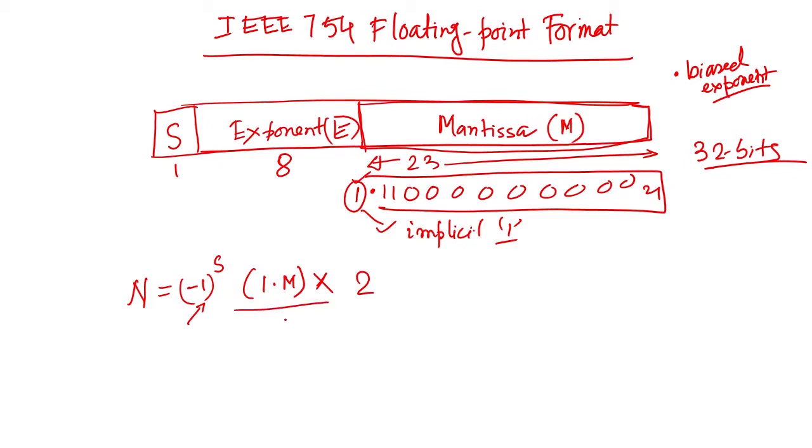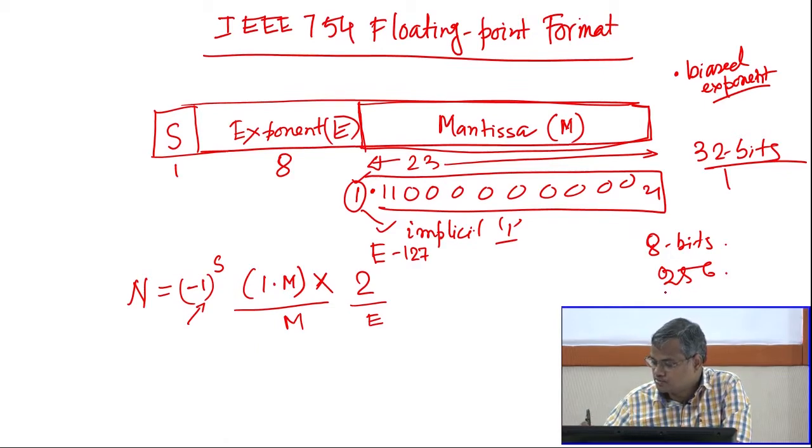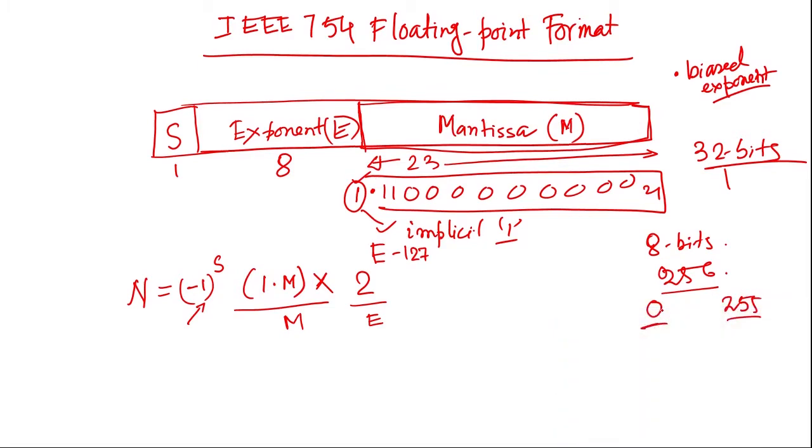and this is the exponent. The exponent will be 2 to the power e minus 127. Here, we have 8 bits for the exponent. Therefore, how many combinations will we have? 2 to the power 8, that is 256 combinations. Out of these 256 combinations, 0 and 255 are reserved. The rest are used to represent normalized numbers.